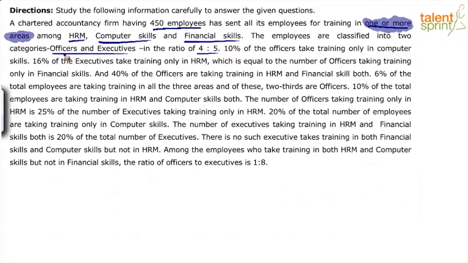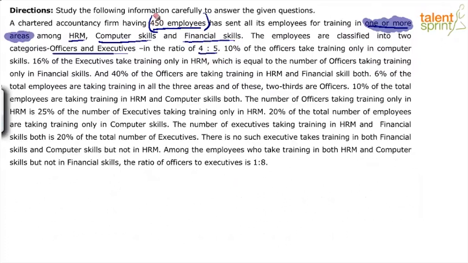So can we find out the number of officers and number of executives? Yes. You must be able to do that calculation mentally. 450 is the total value. The ratio is 4:5. So if you have gone through our ratio and proportions video, you would know that 450 should be divided into how many parts? 9 equal parts. 4 parts plus 5 parts. 4 plus 5 is 9. So divide 450 in 9 equal parts. How much is 450 by 9? 50.